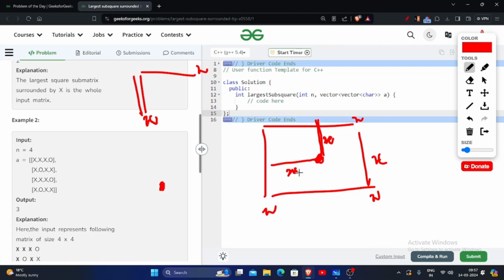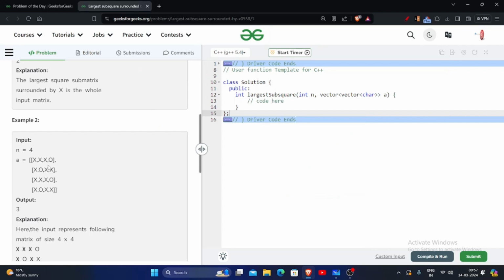If you're able to think of a prefix sum, you are in the right direction. Actually, prefix sum can only help us to maintain the number of X I have till this point vertically and the number of X I have horizontally. So let's take this case only and let's try to form a prefix array for this.